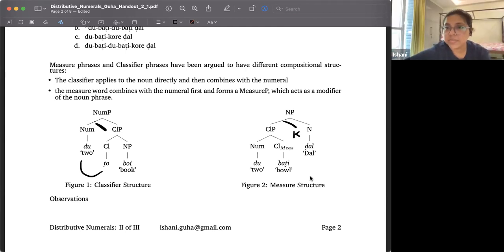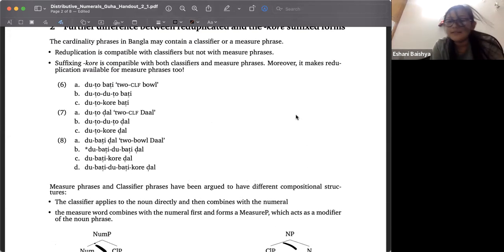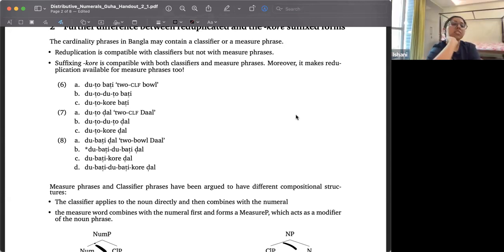So about the data in 8A and 8B, 8B is okay in Assamese, and we use this Dupati Dali, that is okay. But Dupati Kori Dali is kind of ungrammatical and odd in Assamese. So there's further variation to be studied, right? What is happening in that case? If that is the case, then Assamese is showing the opposite of Bangla.